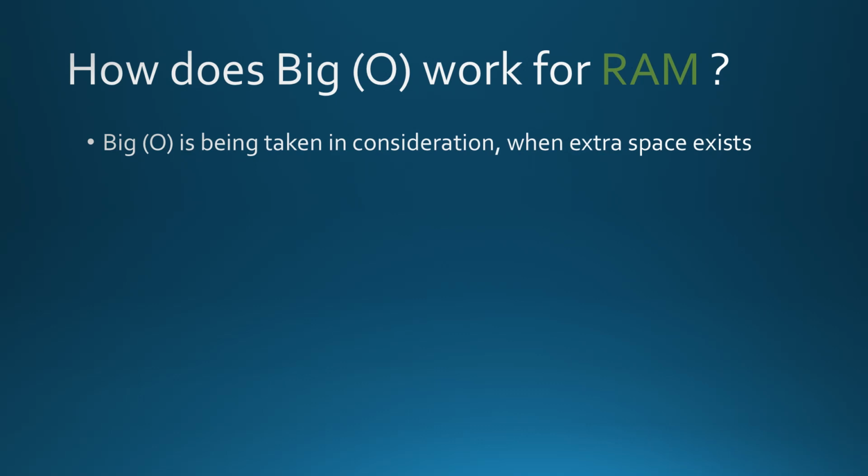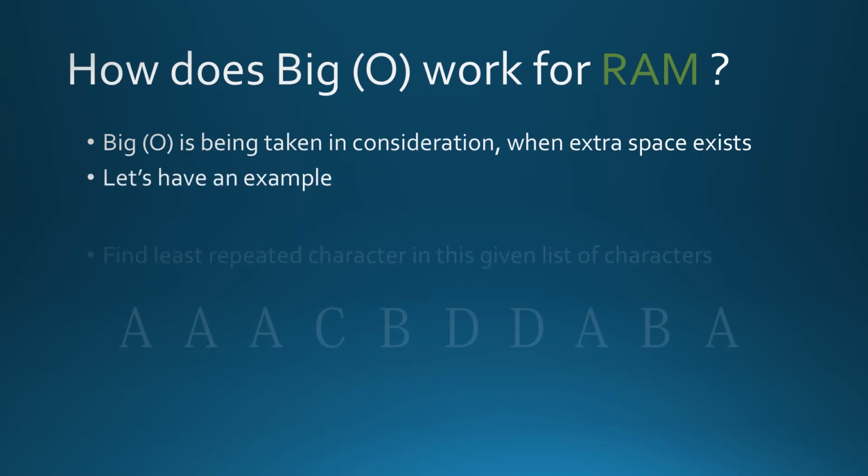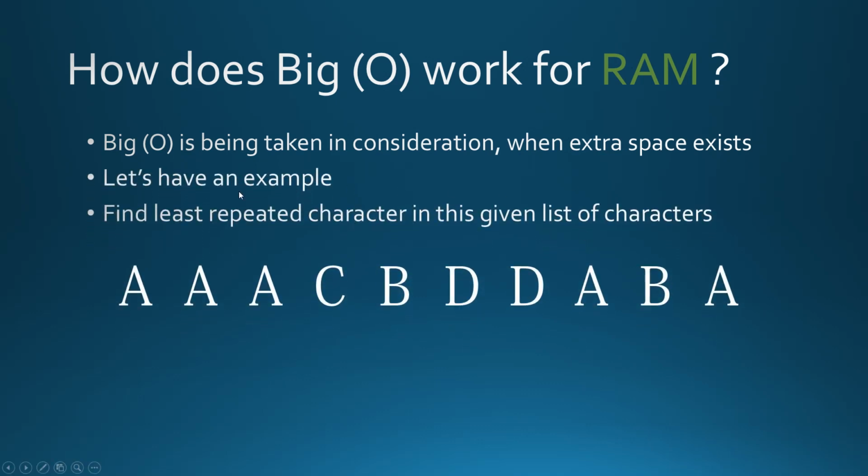It's kind of vague now, but we will see next what it actually means. We're given an example here, and in order to have a better understanding of RAM and how it works, we need an algorithm that can show us how we can use RAM effectively.